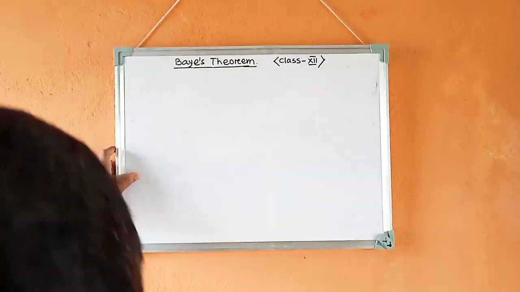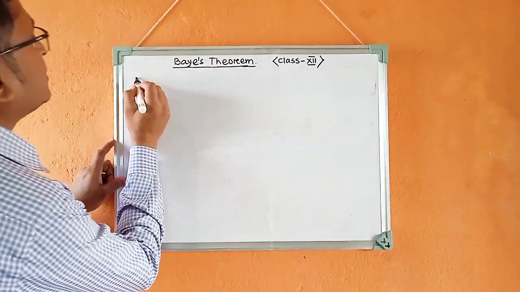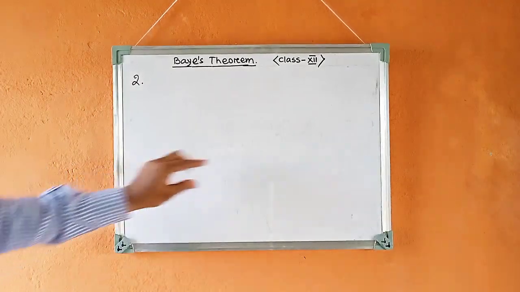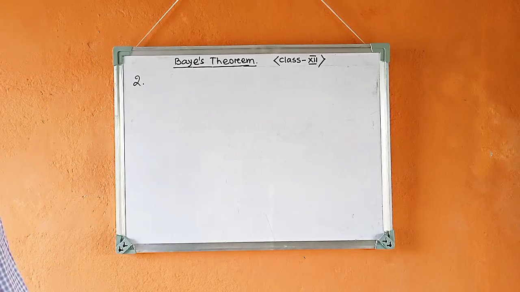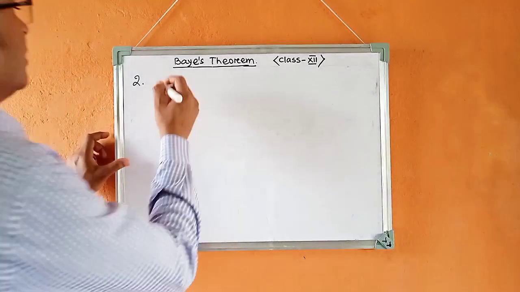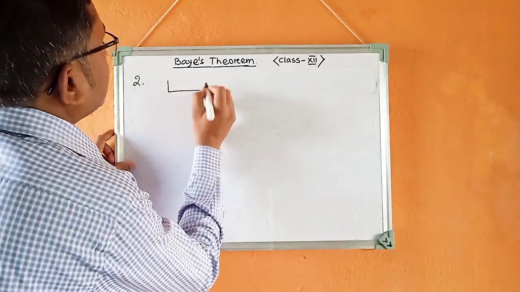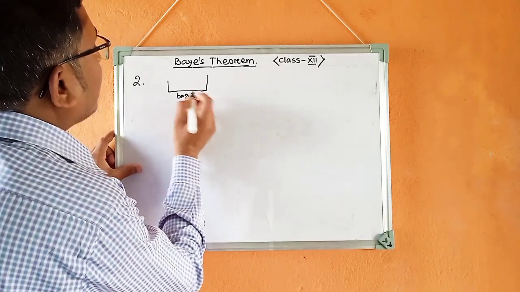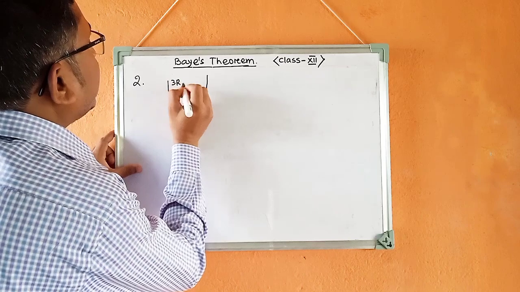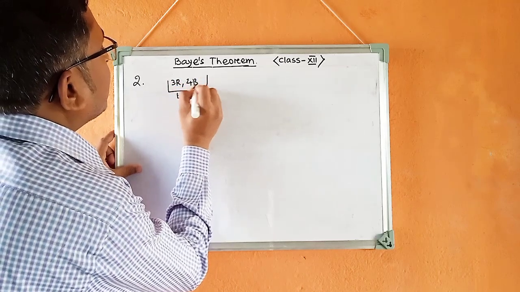Now come to the second example. Listen to the question first. Example number 2. Bag 1 contains 3 red and 4 black balls. See here, this is bag 1.